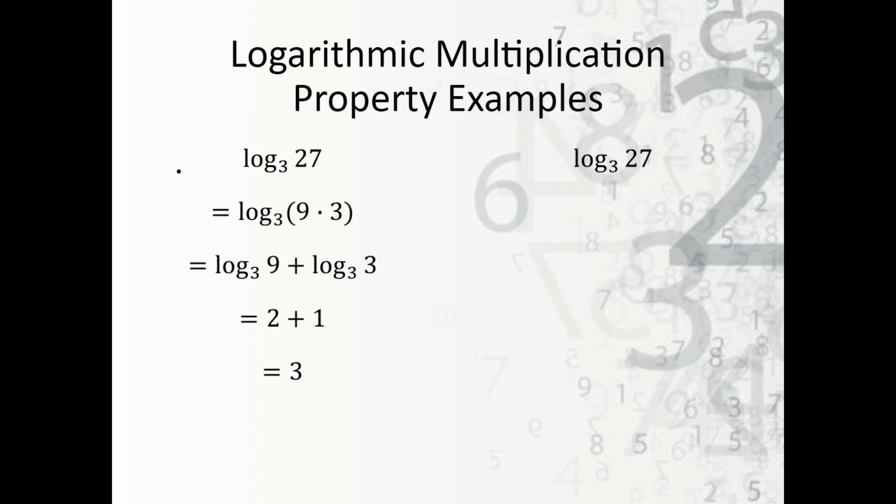Now we can check this by just doing the logarithm. So 3 to the 3rd power is equal to 27, which is the same as what we ended up with here.